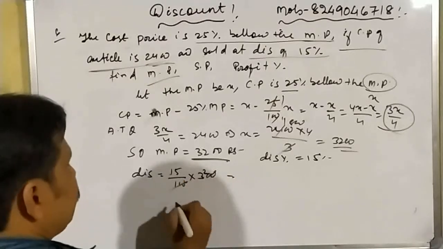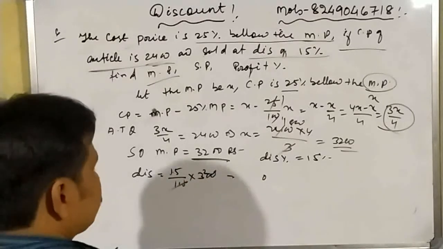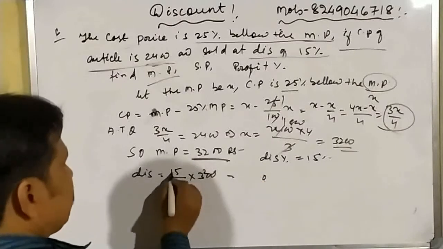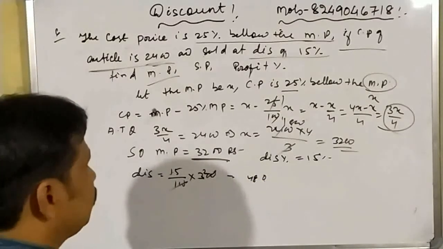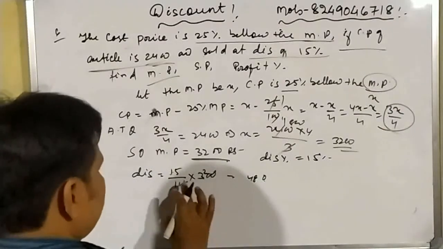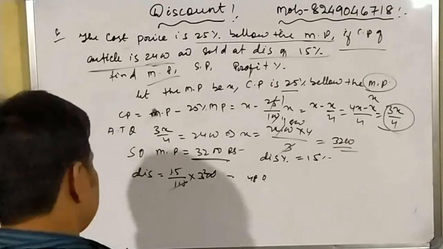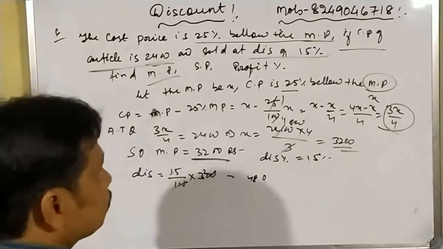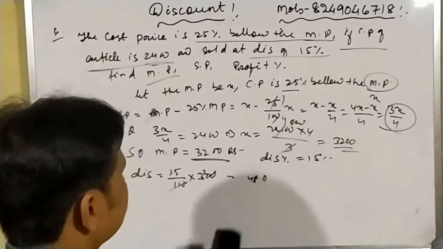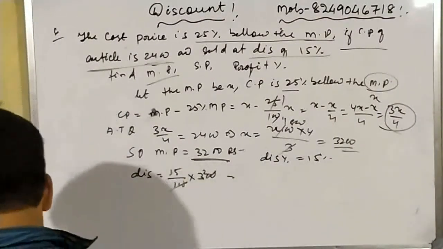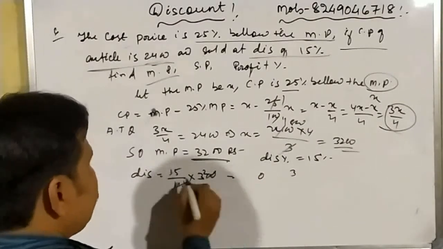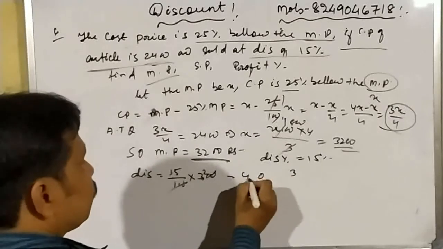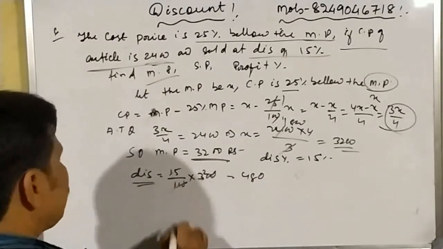15 times 30, 0, 3 carry, 15 times 3 is 45 plus 3, 48. So this is the amount of discount, 480.